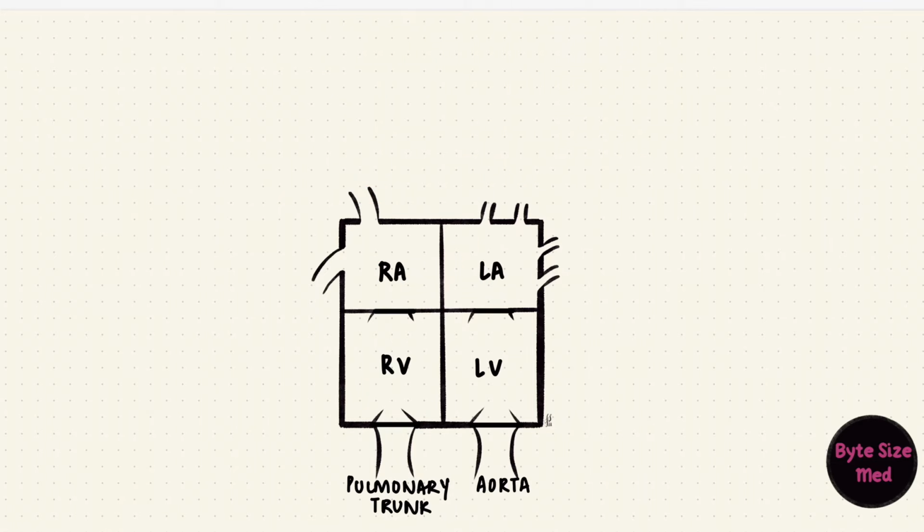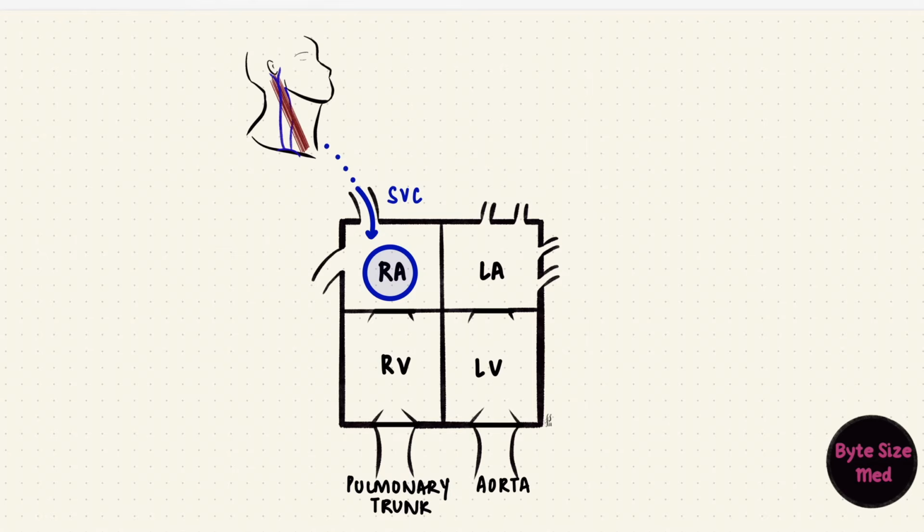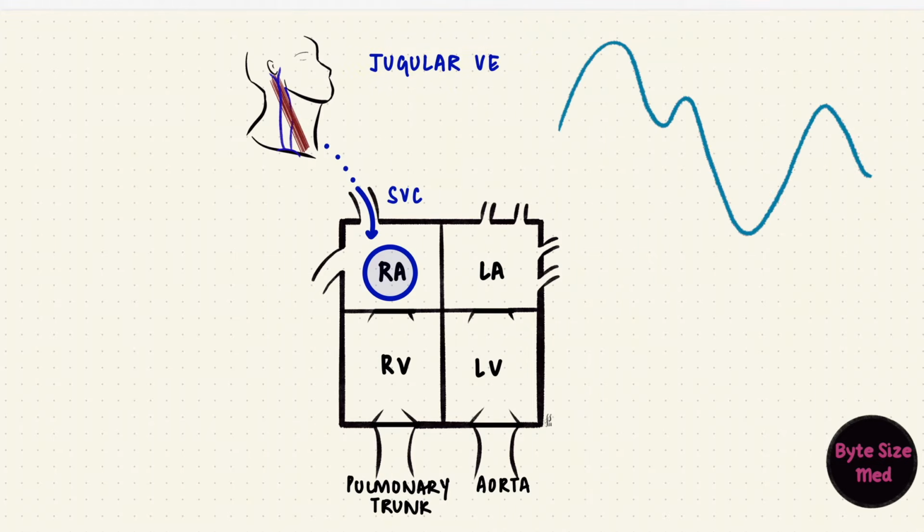The right atrium is continuous with the superior vena cava, and then with the big veins in the neck. Those are the jugular veins. The pressure changes in the right atrium get reflected back here as waves, called the jugular venous pulse. So the JVP is a reflection of right atrial pressure, and it rises and falls with peaks and descents.